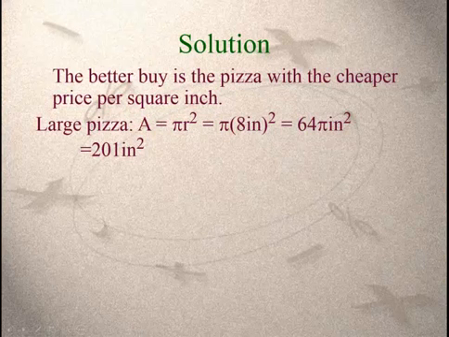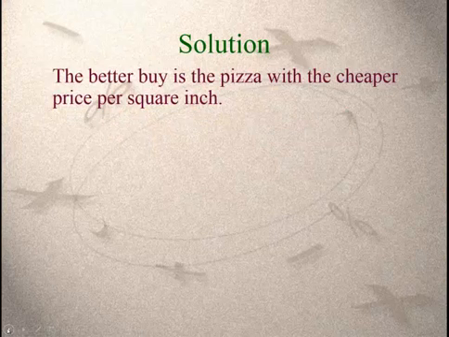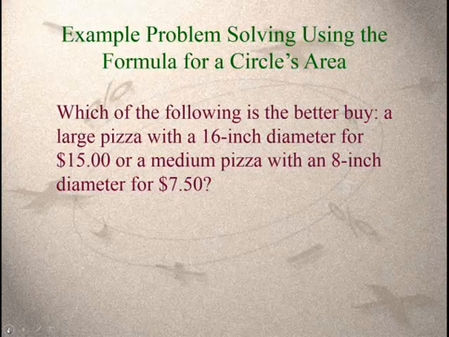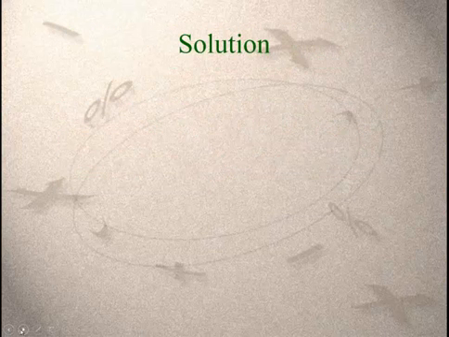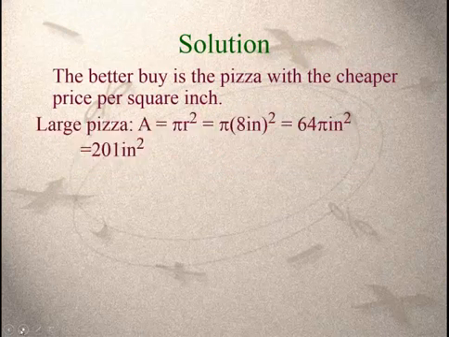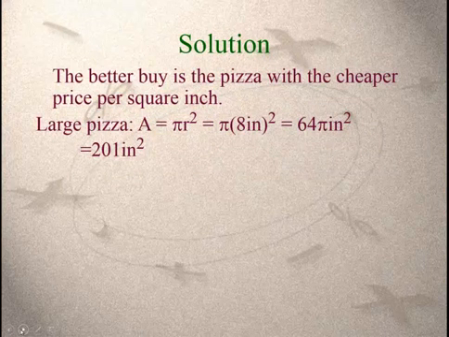And I want to go back to, again, it says the large pizza is 16-inch diameter and the medium pizza is 8-inch diameter. But I want you to look at when we use the area formula, it says the radius. So to find the radius when the diameter is given, you're going to divide that by 2. So we're saying half of 16, which is 8 for the large pizza, and for the medium pizza, half of 8, which is 4.